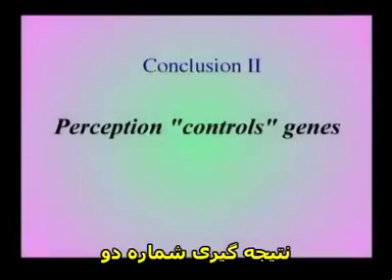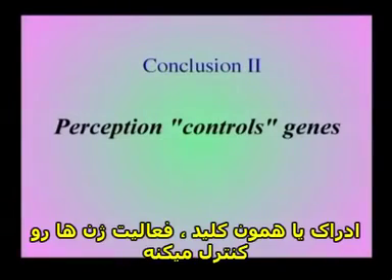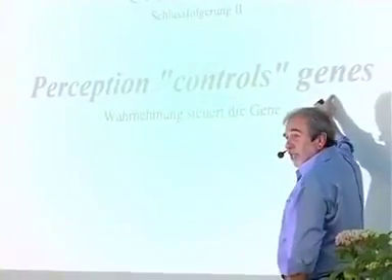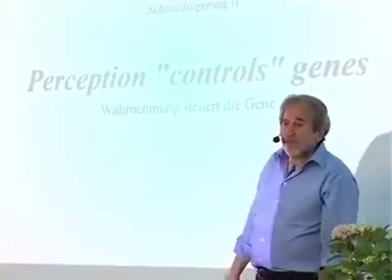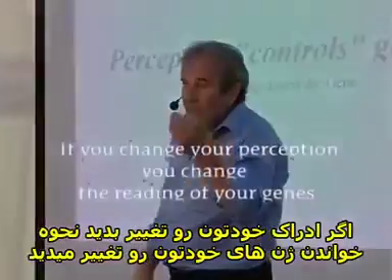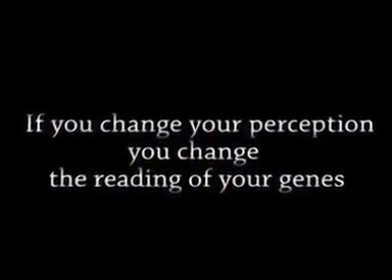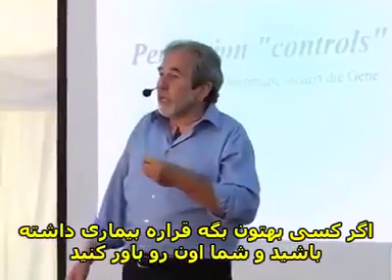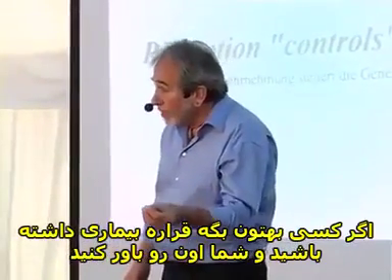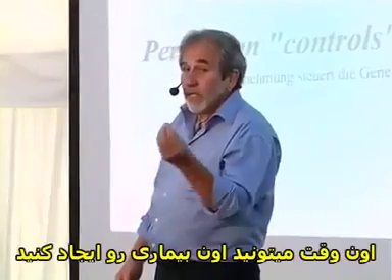Number 2, perception, the switch, controls the activity of genes. If you change your perception, you change the reading of your genes. If someone tells you you're going to have a disease and you believe that, then you can create the disease.